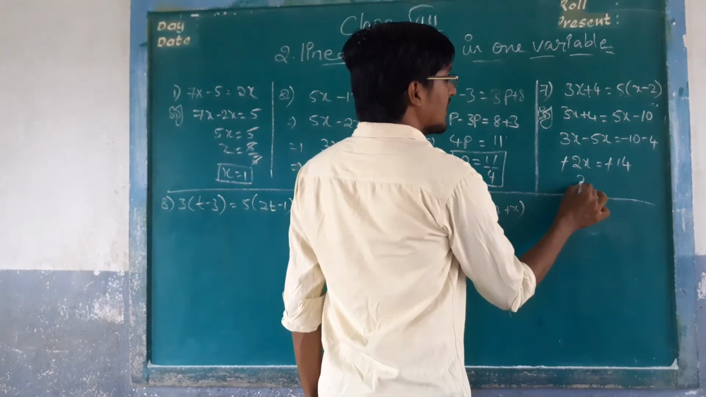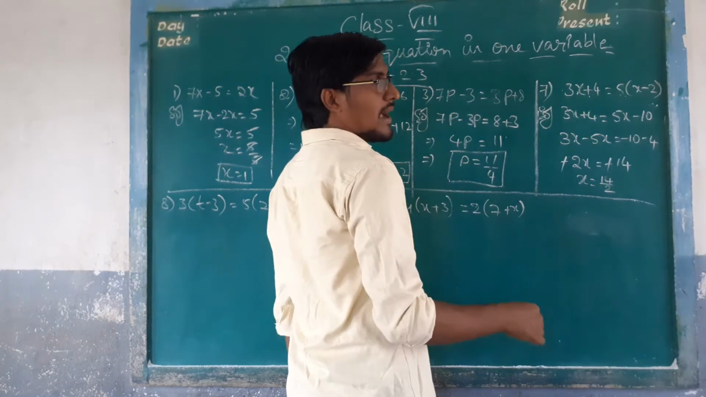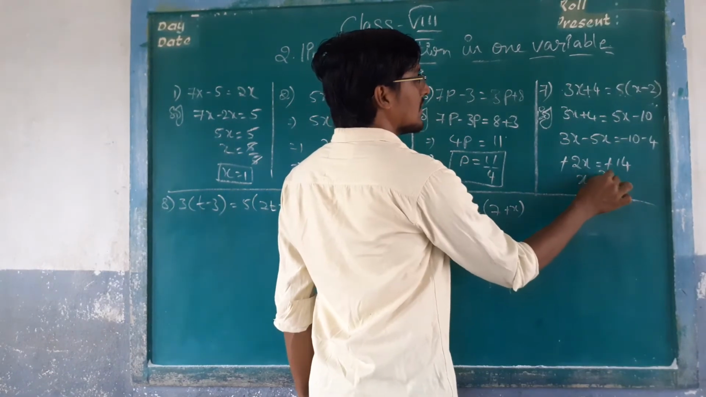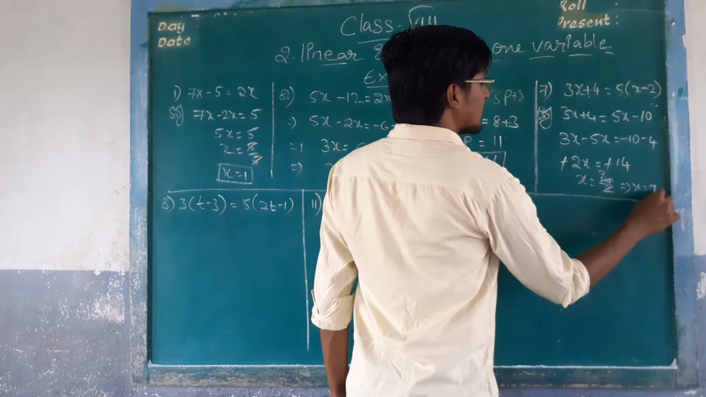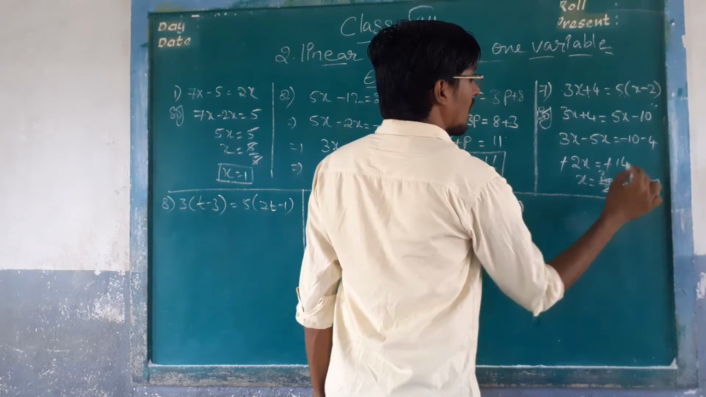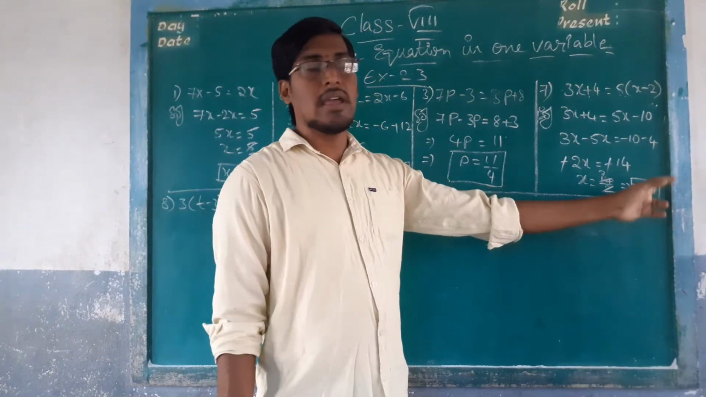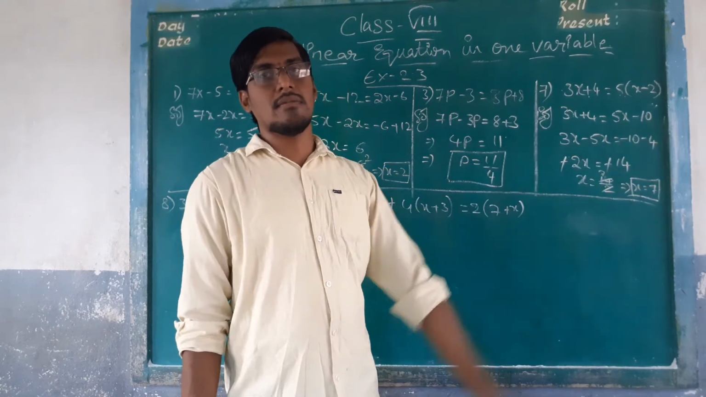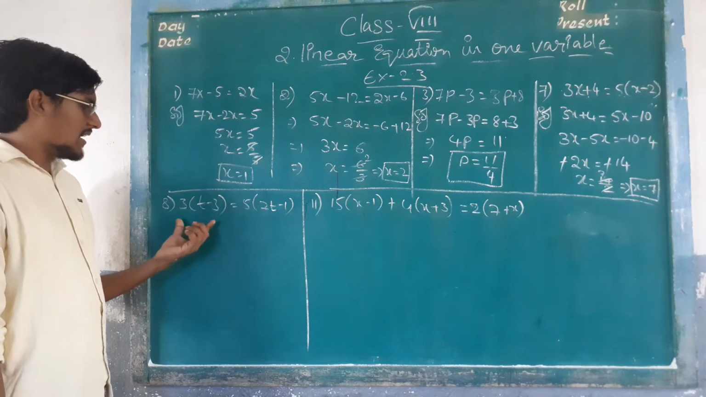So we want the x value. So move this 2 to the right hand side, it will be divided by 2. 2 sevens are 14, that implies x equals 7. What is the value here? x equals 7. Okay, this is about the seventh sum. And next, move on to the eighth one. What is the eighth one given here?